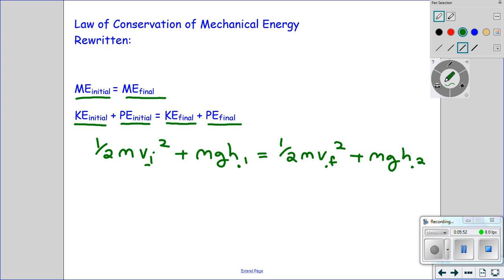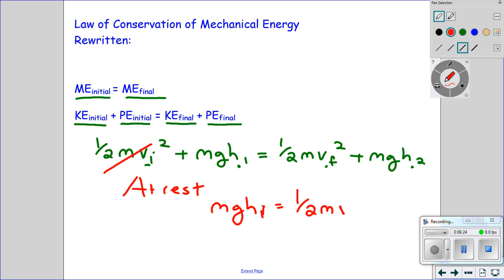Now, if I am starting from rest, if an object is at rest to begin with, the object has no initial velocity. So at rest, I can cancel out this term, and the initial gravitational potential energy of the object will equal the final kinetic energy of the object if the object also ends up at rest.